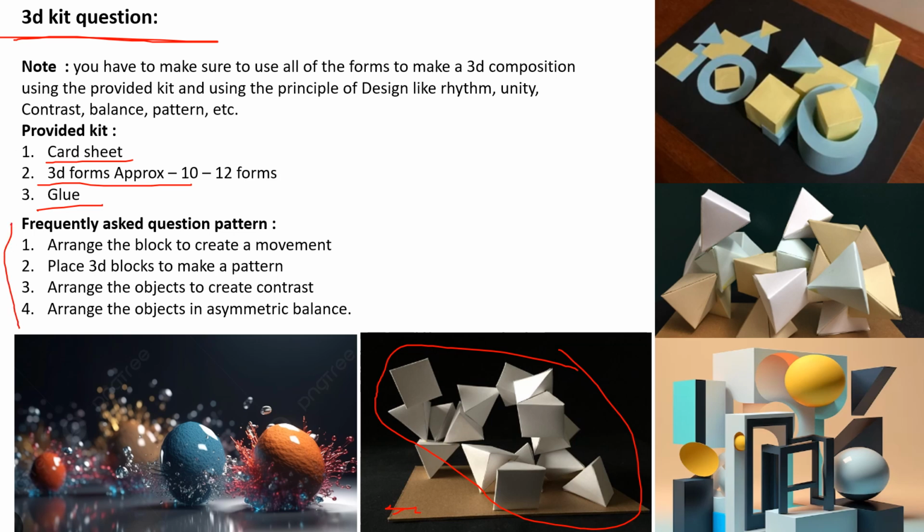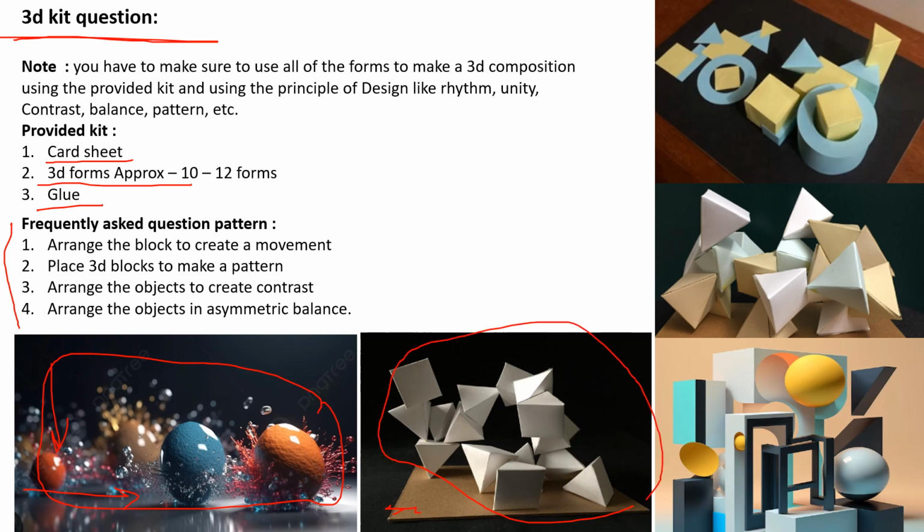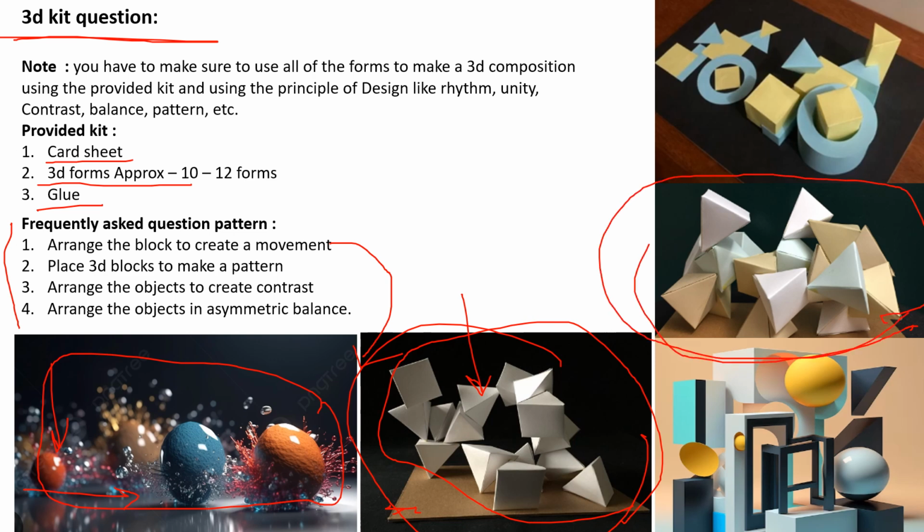And these are some of the frequently asked questions, like arrange the blocks to create a movement. So now if you see, these are falling down or they are moving forward, so it is giving a sense of movement. Again, if you see this picture here, the forms are falling down and falling apart, so it is also giving you a sense of movement, right? So the first question will be satisfied here. So you can arrange something like that. If you get asked to create a unity, you can go for such a composition, okay?